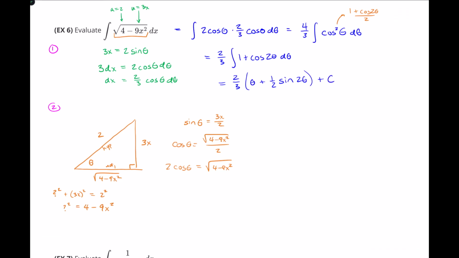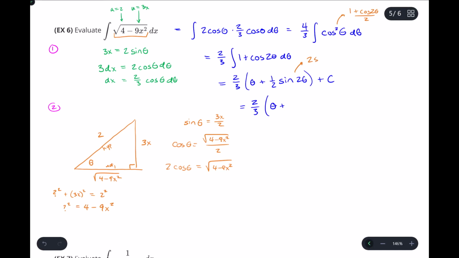Now, sine 2 theta, we would need to bring that back to the original variable x, but making this angle theta into 2 theta is going to be a little bit trickier than you might expect. It's going to be easier to rewrite this instead using an identity. So the identity I'm going to use is sine 2 theta is equal to 2 sine theta cosine theta. So 2 sine theta cosine theta.